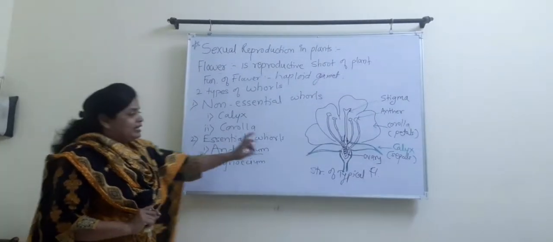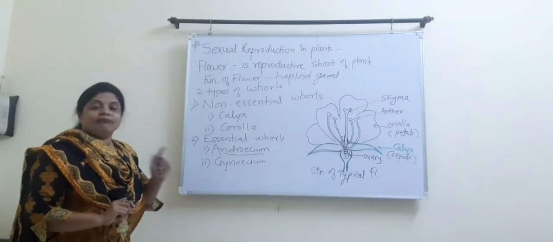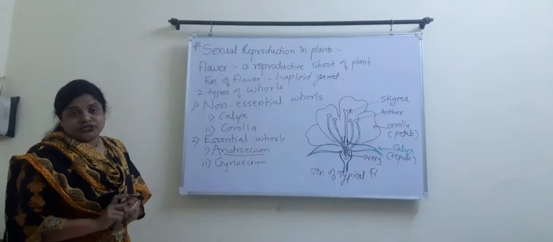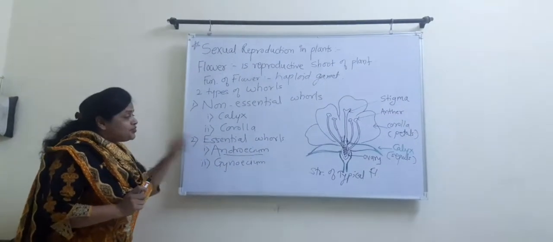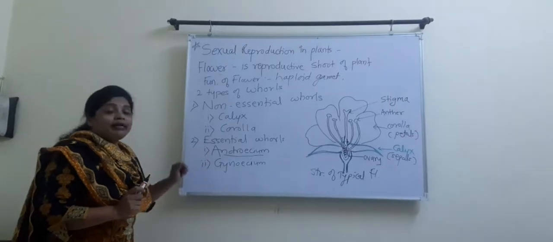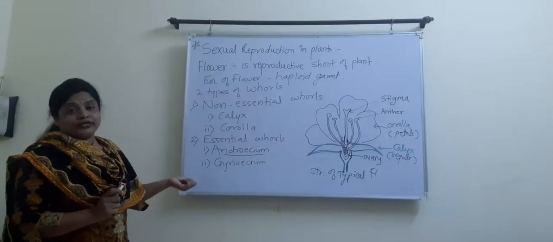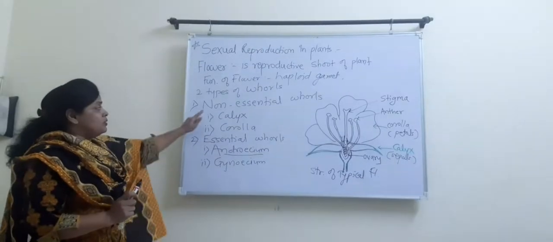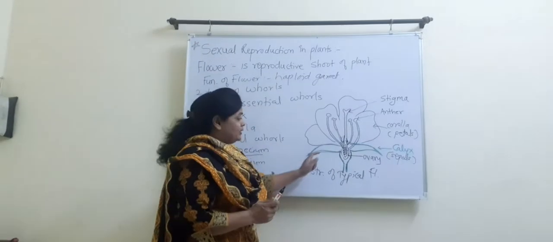Non-essential whorls, calyx and corolla, are non-essential because they do not take part in the process of reproduction. So they are called non-essential whorls. Essential whorls, androecium and gynoecium, take part in the process of reproduction. So they are called essential whorls of a flower. Now, this is the structure of a typical flower.